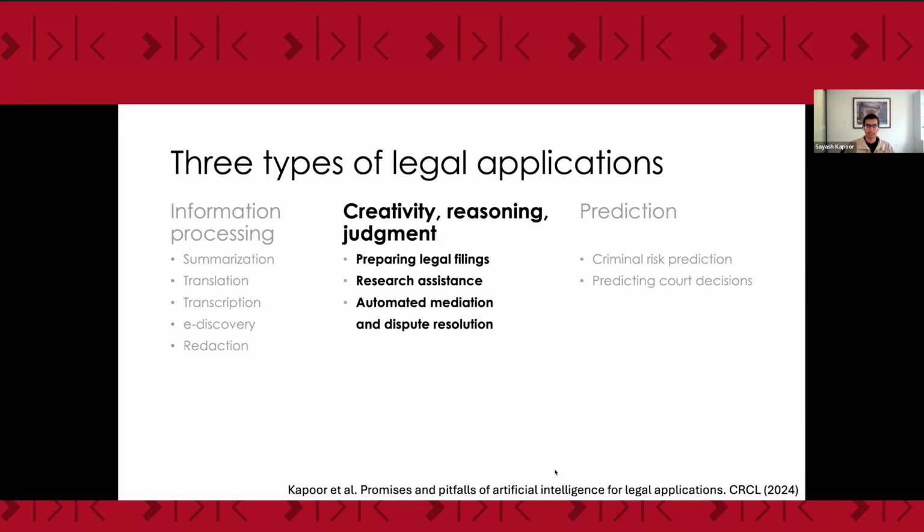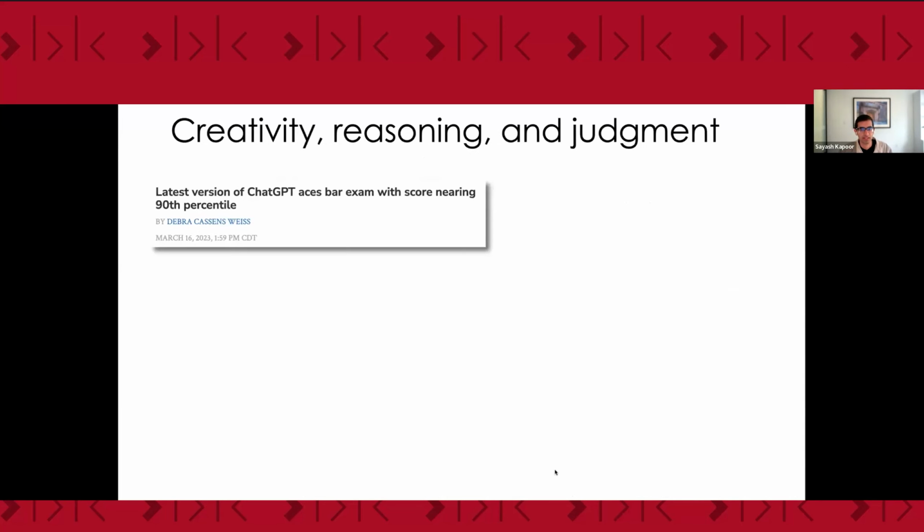This brings us to the second type of application, which is tasks involving creativity, reasoning, and judgment. These include things like preparing legal filings, research assistance, and so on. And compared to information processing, this is a task where if language models were useful and reliable, they could have a big impact on the future of the field. And indeed, there has been a lot of hype around the use of AI for these tasks, all the way back to the launch of GPT-4 by OpenAI, when OpenAI claimed that the model could pass the bar exam, scoring as much as the 90th percentile test taker.